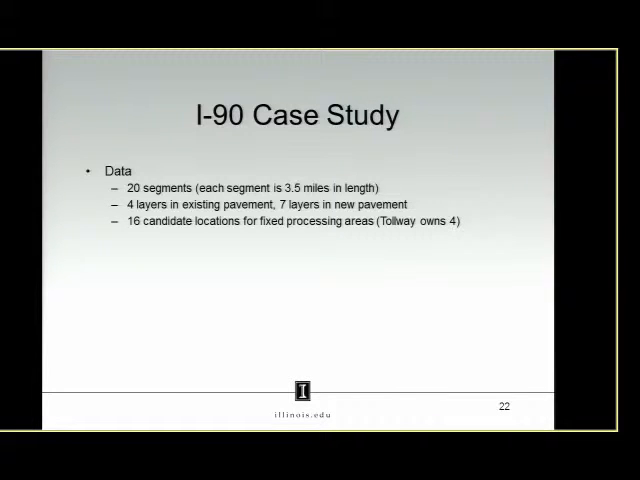There were 16 candidate locations for fixed processing areas. The tollway owns 4 of them currently, so these could be the interchange, the area around those. The tollway owns that land, thus wouldn't have to pay anything for it. The rest of the locations, and the rest of the data, was very generously provided; the tollway helped us out a lot with that, so thanks to them. We considered every segment as a potential candidate location for mobile processing units, so wherever we want to put a mobile processor, we can do it.